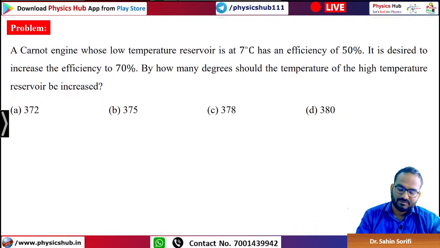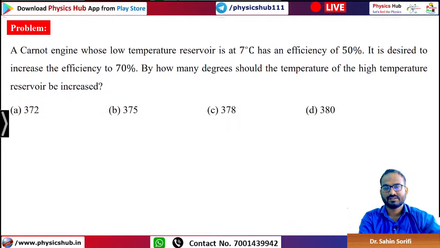Let's do this problem. I hope the last problem is clear. Can you do this problem? A Carnot engine whose lowest temperature reservoir is at 7 degrees centigrade has an efficiency of 50%. It is desired to increase the efficiency to 70%. By how many degrees should the temperature of the high temperature reservoir be increased?